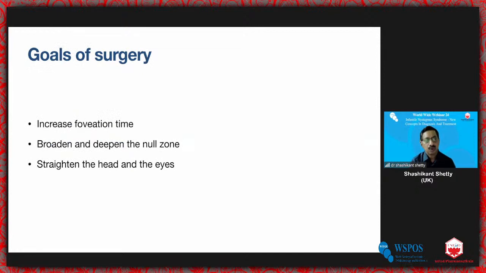So what are the goals of surgery we are looking at? We are looking to increase the foveation time in these patients, help broaden and deepen the null zone, and basically straighten the head and the eyes.